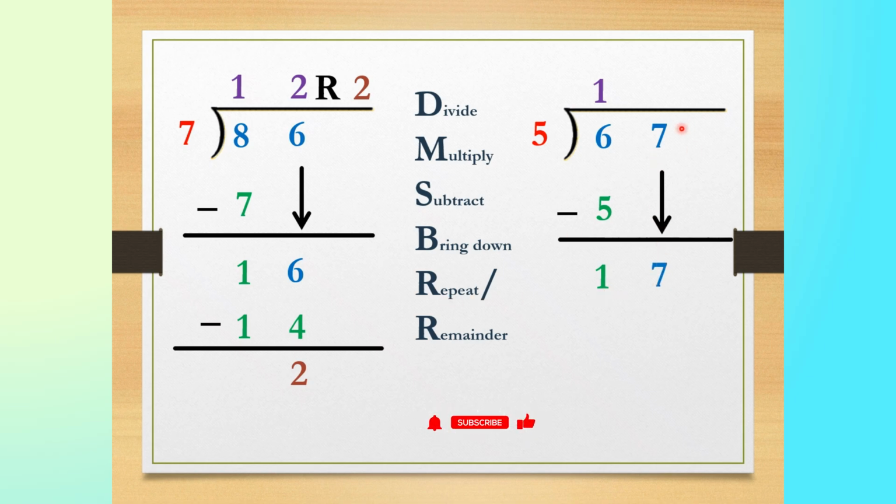Now we repeat. Because we bring down, we have to repeat the process all over. How many groups of 5 can I find in 17? I can find 3 groups of 5 in 17. Now multiply. 5 times 3 is 15. Then subtract. 7 minus 5 is 2. 1 minus 1 gives us 0. So we cannot repeat because we don't have a number to bring down anymore. Here we have a remainder. Remainder 2.